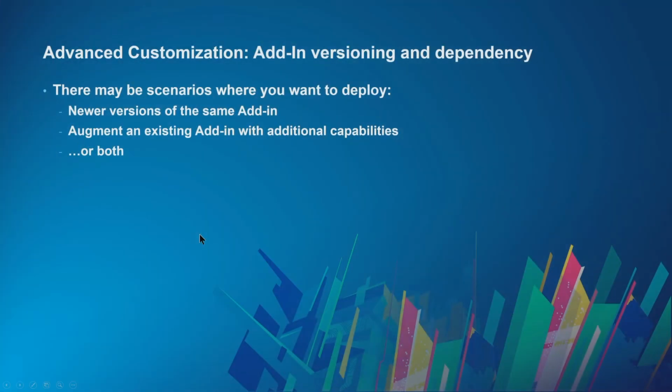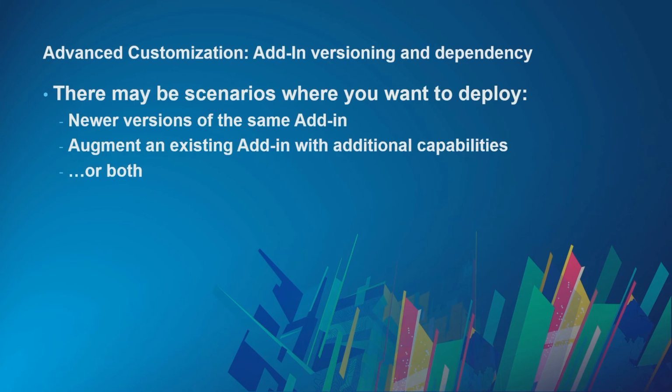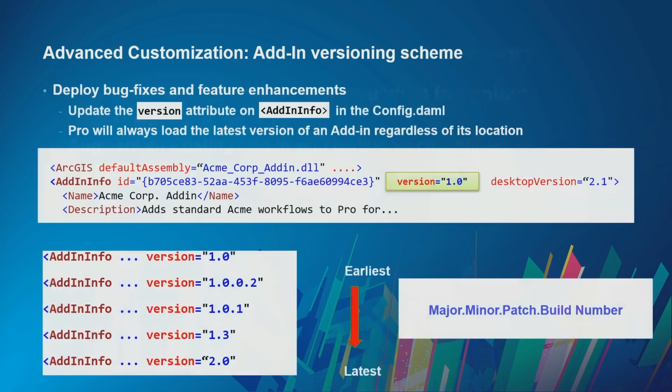And we'll switch to Uma. I'm going to start with some multi-add-in deployment scenarios. Here are two scenarios. We deploy multiple versions of the same add-in on a system, or we augment an existing add-in with additional capabilities. So here on this slide, I have some information on the add-in versioning scheme.